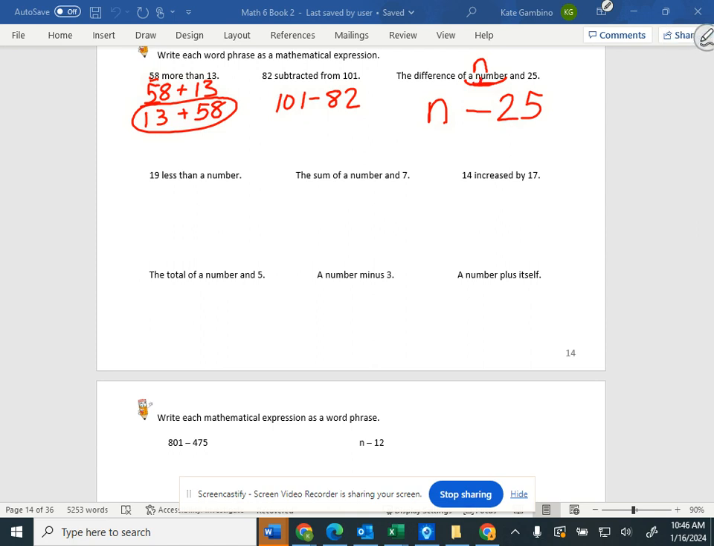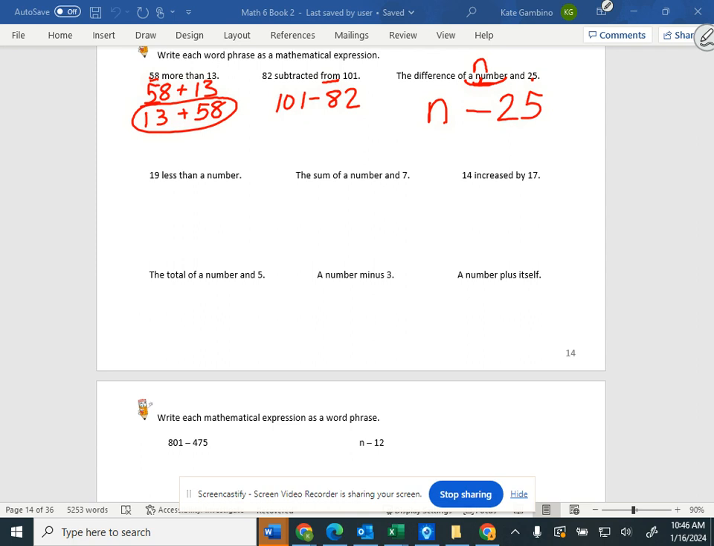A number minus 25. Here, because it was subtracted from, we have to subtract the 82 away from 101. So that's why we put 101 first. So only if it's subtracted from or less than do we flip our order. Otherwise, we always go in order of the numbers that are given to us. Any questions on these ones? Let's do one more.